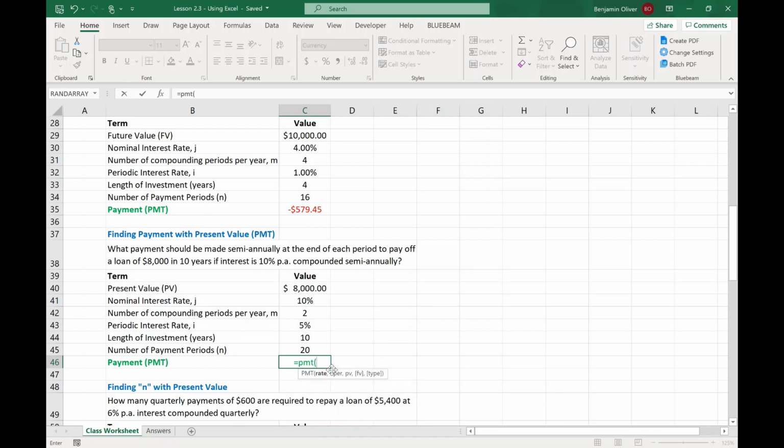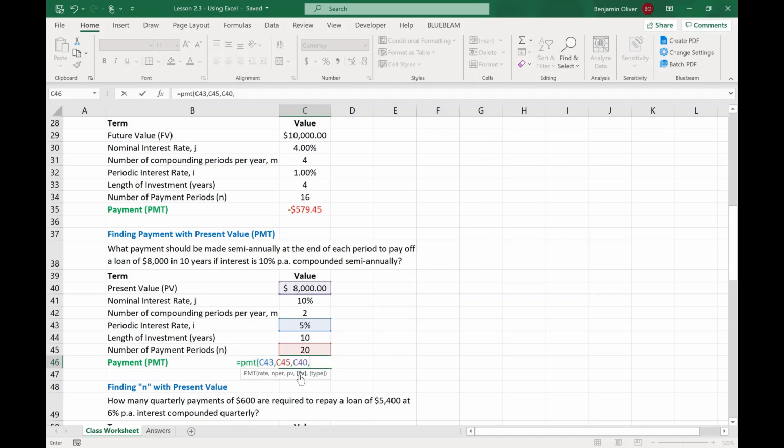So our first item is our rate. Remember, that's our periodic rate of interest. Next, we have our number of periods, which is our total number of payment periods, 20. Now it's asking, do we know the present value? In the previous example, remember, we didn't. Here, we do. So you select $8,000.